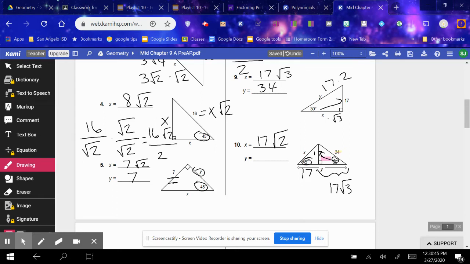Now y, we had two pieces of it, right? We had the 17 and we had 17 square root of 3. So to get y, we have to add those two pieces together. But we can't just add the 17s together and put on the square root of 3 because we have to think of them as like terms. So we're going to keep those separate. So 17 plus 17 square root of 3. And that's your answer.